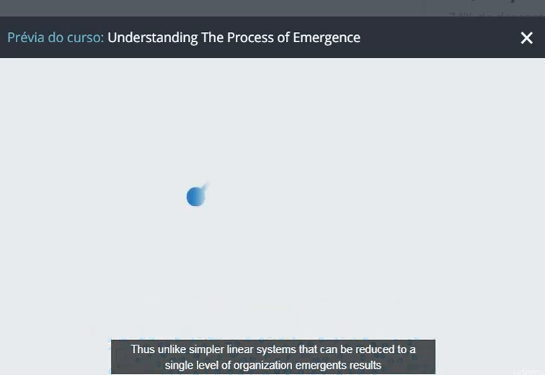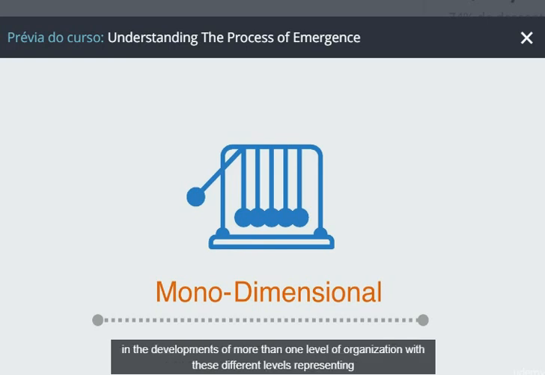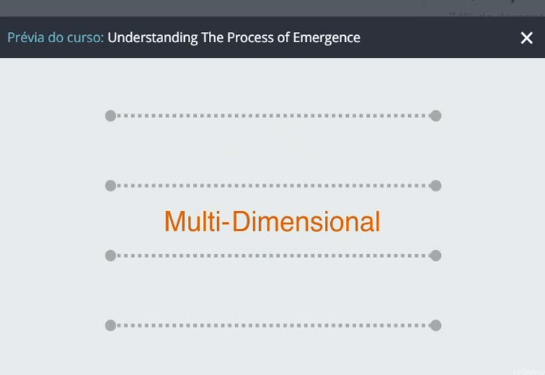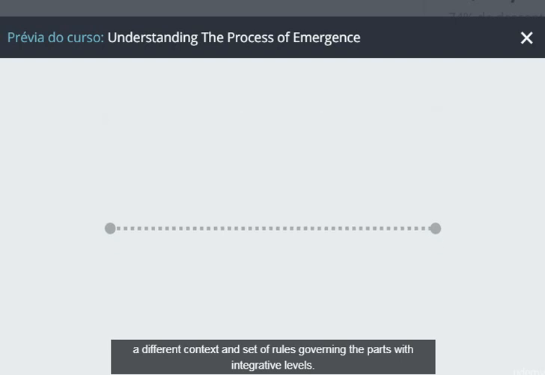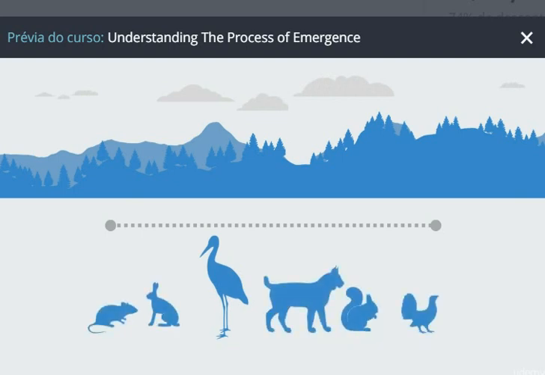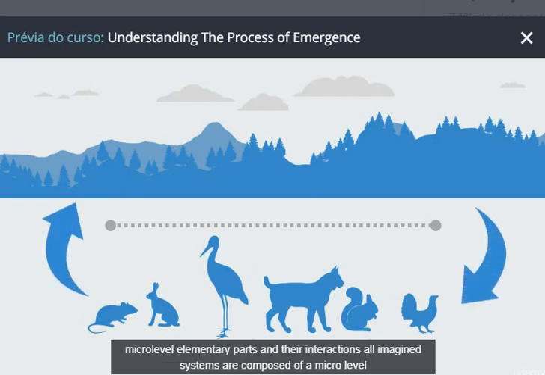Thus, unlike simpler, linear systems that can be reduced to a single level of organization, emergence results in the development of more than one level of organization, with these different levels representing a different context and set of rules governing the parts. With integrative levels, we get a dynamic where the higher level is dependent upon the lower levels for its existence. However, the higher level also creates its own pattern of organization that feeds back to condition the micro-level elementary parts and their interactions.